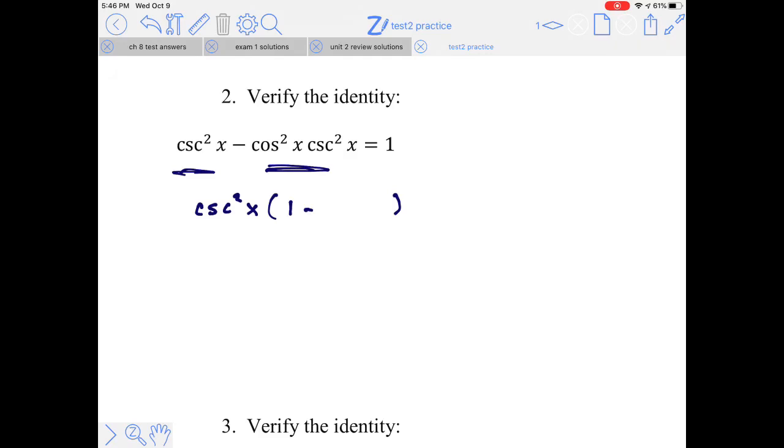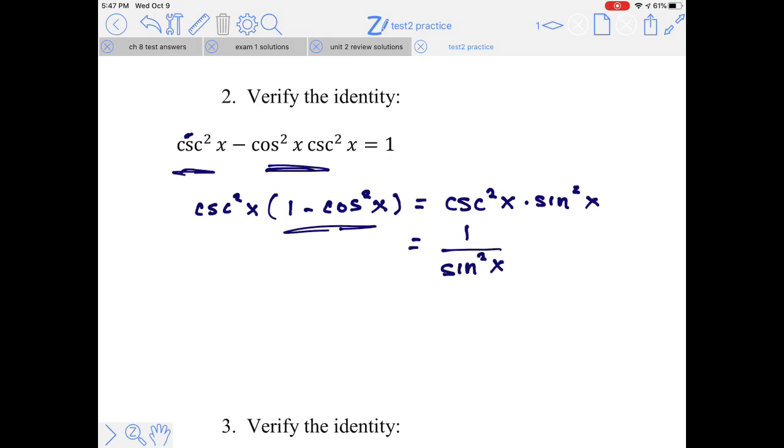If I factor out a cosecant squared from itself here, you're left with a 1. Minus cosine squared. And then 1 minus cosine squared, we just saw this one on the previous problem. 1 minus cosine squared is a form of that Pythagorean identity, so we can change this into sine squared. So then we have cosecant squared of x times sine squared of x. And then using the reciprocal identity, cosecant squared is 1 over sine squared of x, times sine squared of x. Those factor each other out, and we get 1.